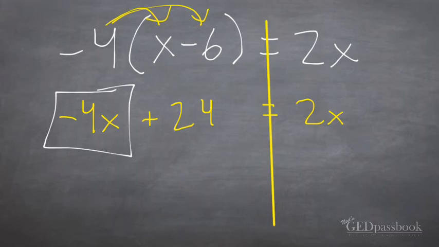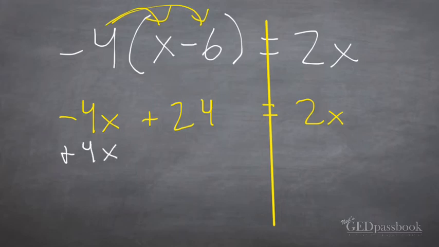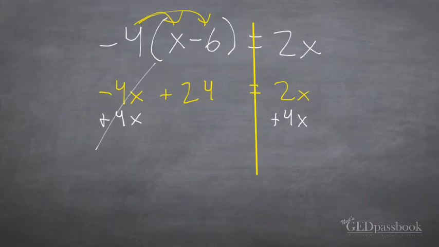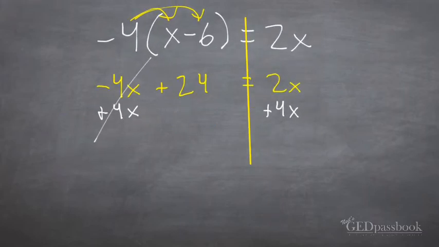How do you move a whole term? The same thing you do to move a whole number. It's just do the opposite of the sign to the left. You add 4x, that cancels out. And guess what? It gets thrown over there. 2x plus 4x is what? 6x. So now I have 24 on this side equals 6x.